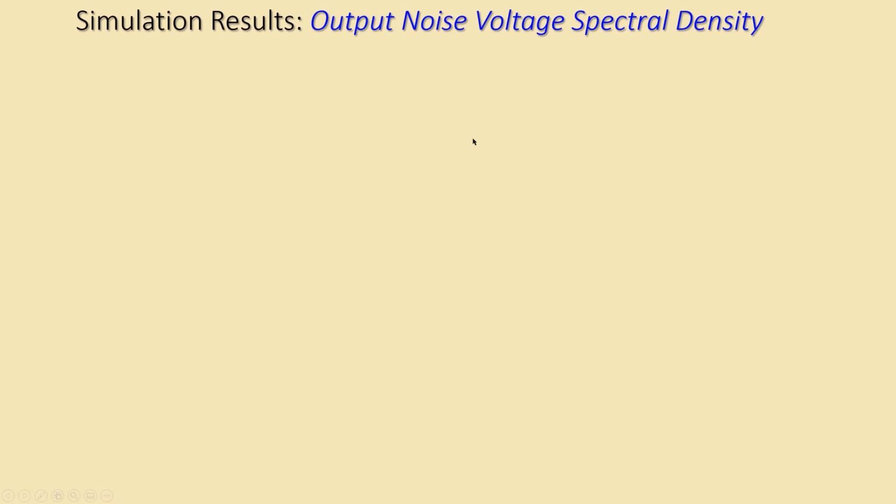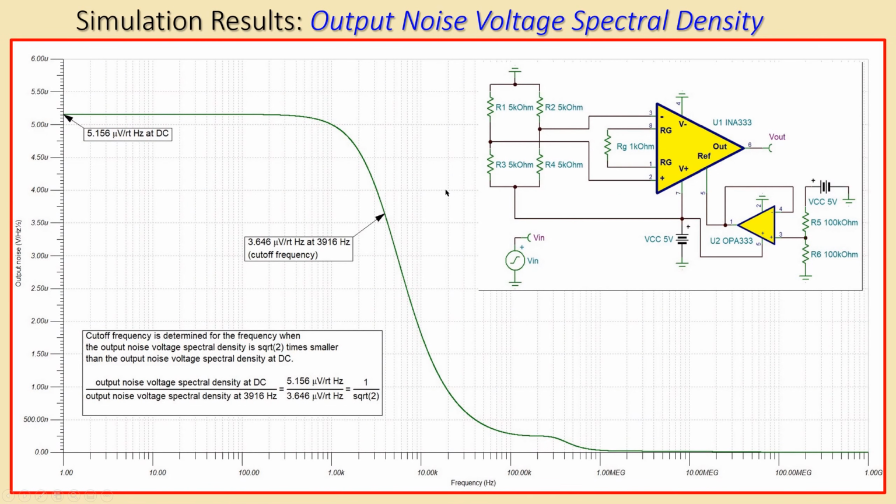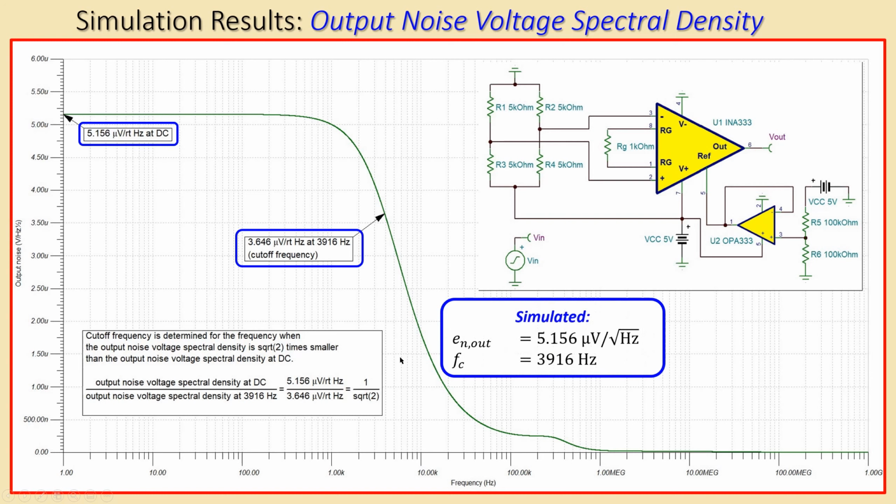Output noise voltage spectral density. The first one, this is the result, this is the circuit. We have some labels here. The first one is the noise voltage spectral density at the output at DC. And what we have here is the value when you decrease this value by a square root of 2, which will determine the cutoff frequency at the output. Now, we have simulated the output noise voltage spectral density as 5.156 microvolts per root hertz, and the cutoff frequency is 3916 hertz, so it's approximately 3.9 kilohertz.